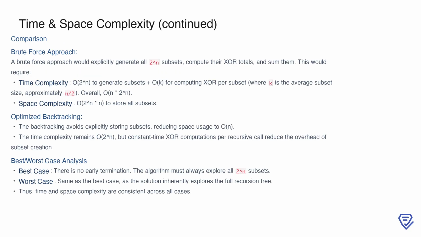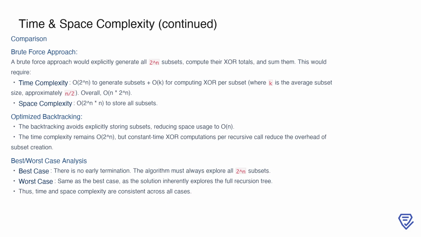When comparing this backtracking solution to a brute force approach, we see significant differences in space utilization. A brute force method would explicitly generate all 2^n subsets, compute their XOR totals, and sum them. This would incur a time complexity of O(2^n) for generating subsets and an additional O(k) per subset for XOR computation, where k is the average subset size, approximately n/2.